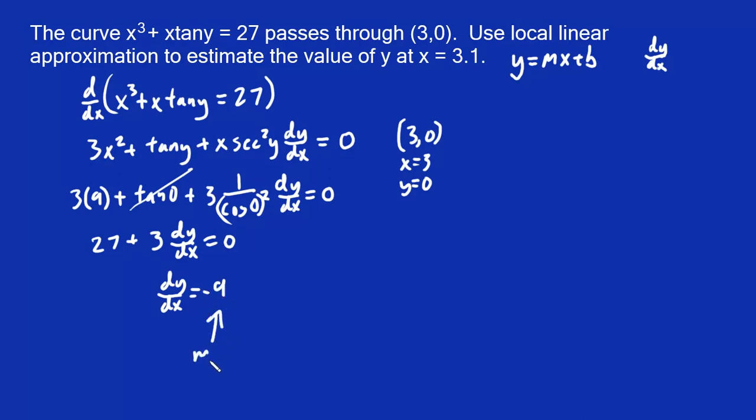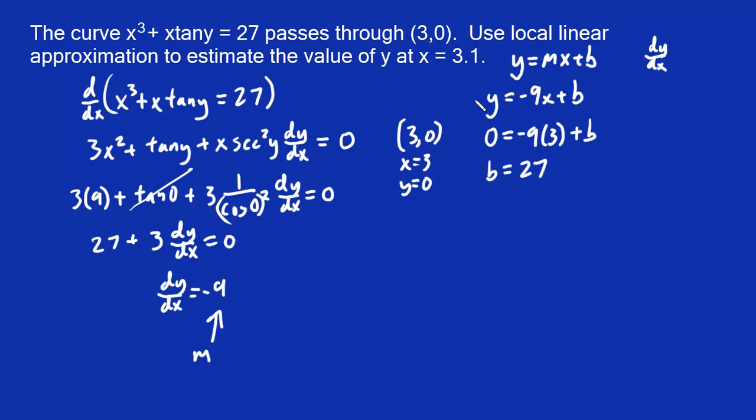This is really the slope value we're going to use in our linear approximation. Now we can set up our linear equation in the form y equals negative 9x plus b. We still need the y-intercept. To find that, we use the ordered pair (3, 0), because that's the point on this curve where we solved for dy/dx. So we plug it in: y is 0, and this equals negative 9 times 3, plus b. Solving for b, b is equal to 27.